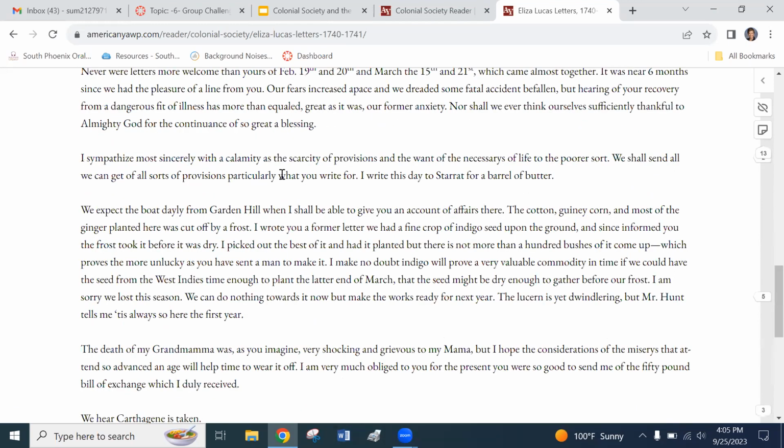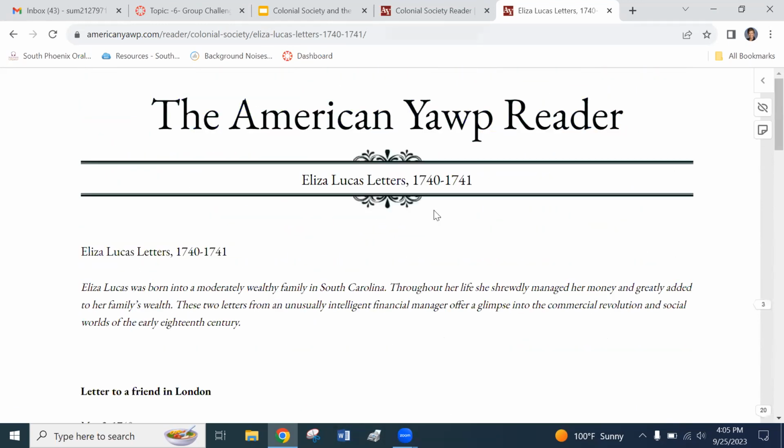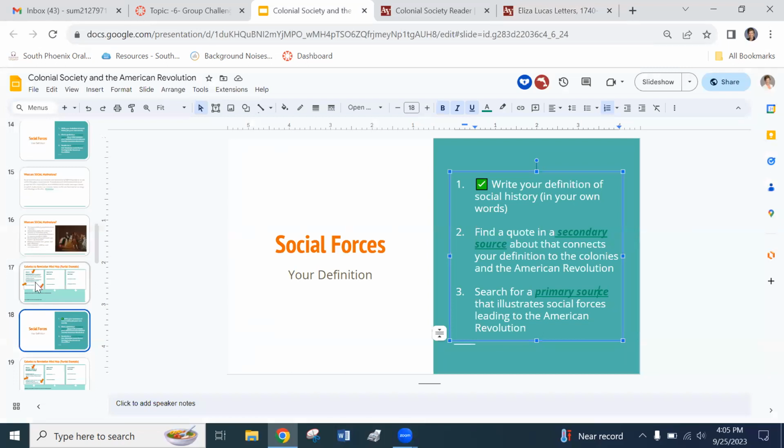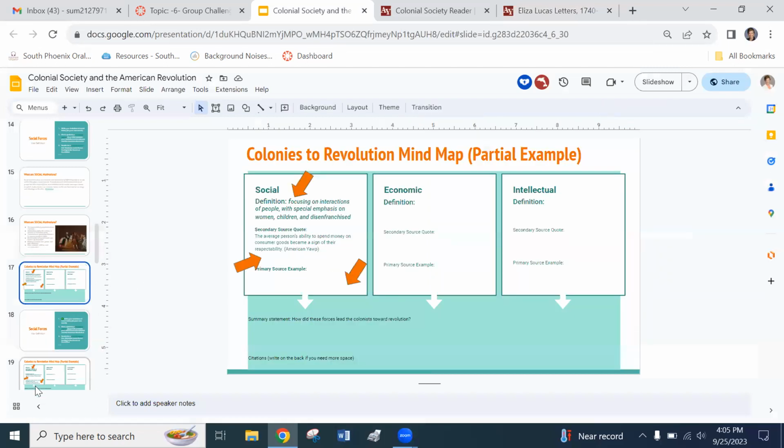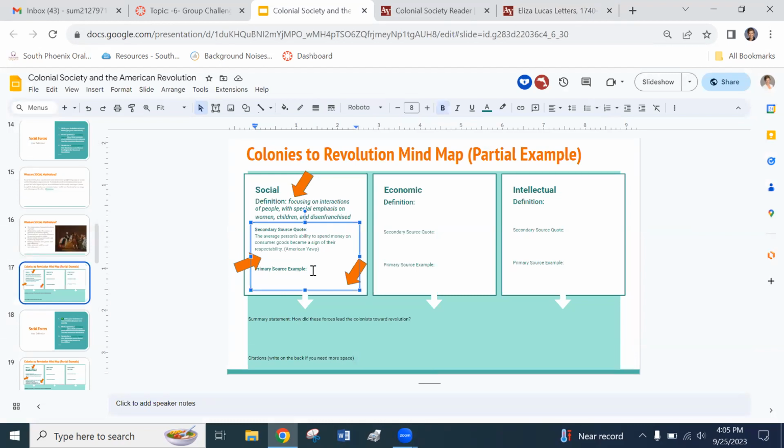All right. So here's all I have to do. All I have to do is give the title, Eliza Lucas Letters. So I'm going to copy, and I'm going to paste. And again, I'm not fully citing it here. I'm going to make a separate citation list. You could do your citations right here if you'd like.